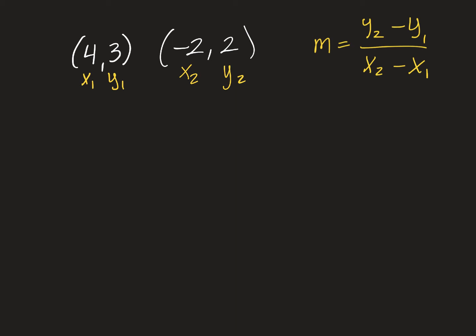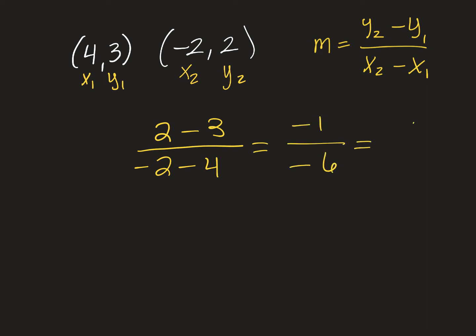All right, guys. So the first thing you need to do is find the slope, and then we can use point slope form to find the equation. So let's find our slope. We have 2 minus 3 over negative 2 minus 4. So negative 1 over negative 6, which is just positive 1 over 6.